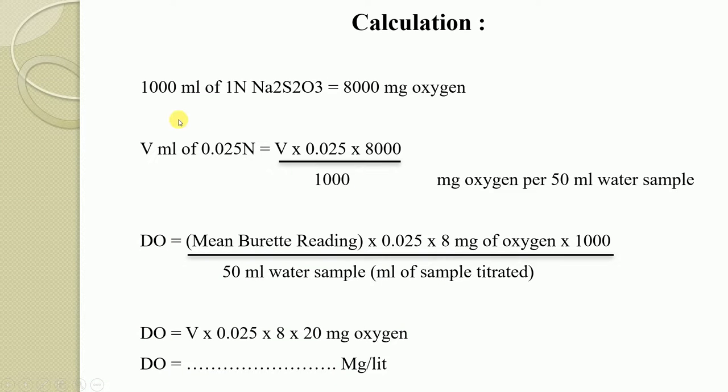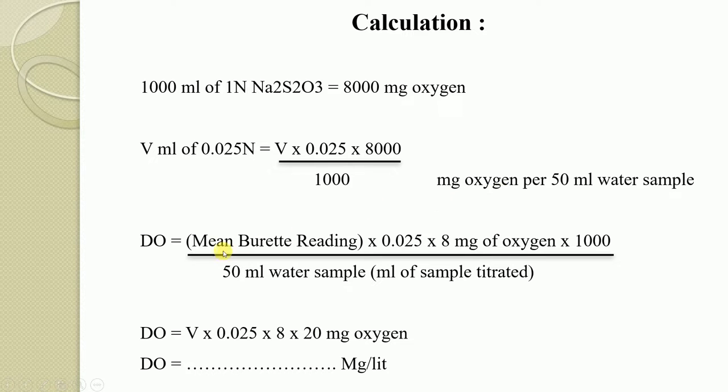1000 ml of one normal sodium thiosulfate is equivalent to 8000 milligrams of oxygen. So the volume of the thiosulfate, that is 0.025 normal, is equal to V into 0.025 into 8000 divided by 1000, which gives the milligrams of oxygen present per 50 ml of that water sample.